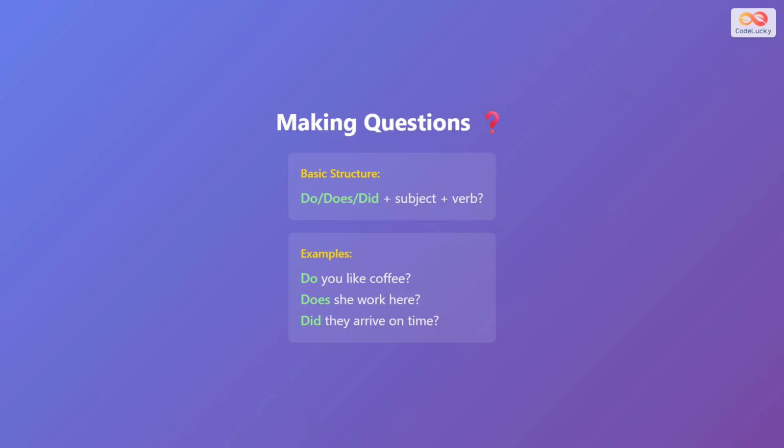Now let's learn how to make questions using do. The basic structure is do or does or did, then the subject, then the verb. For example, do you like coffee? Here, do comes first, then you, then like. Another example, does she work here? Does comes first, then she, then work. One more example, did they arrive on time? Did comes first, then they, then arrive. Remember, the helping verb always comes first in a question.